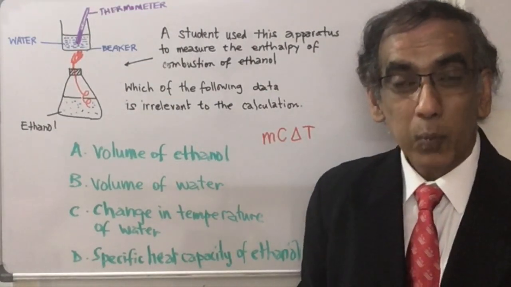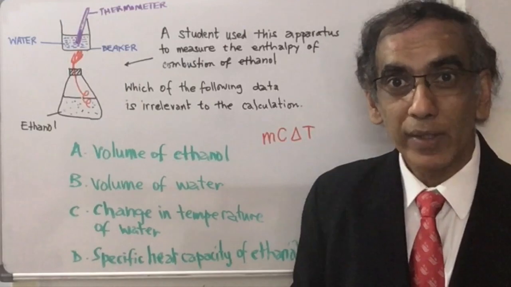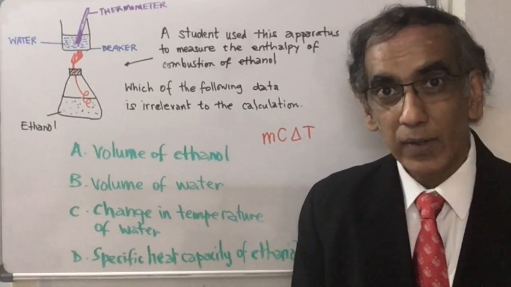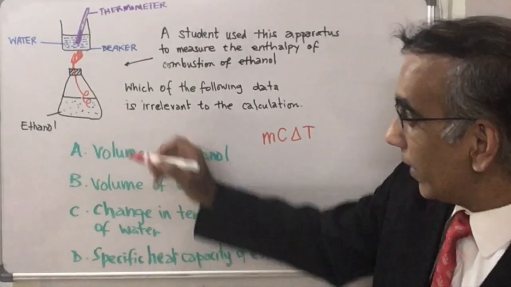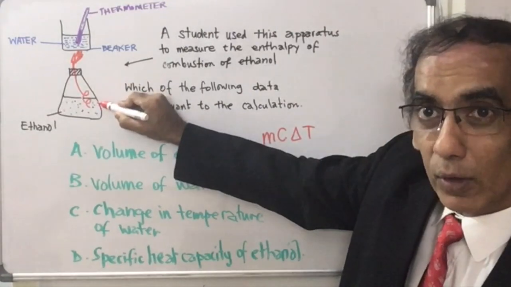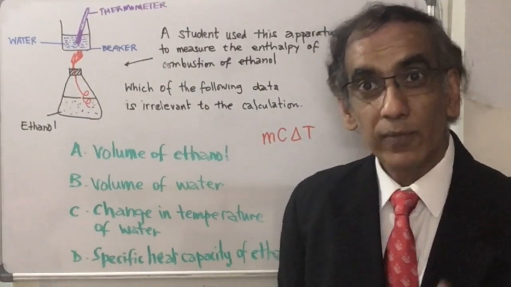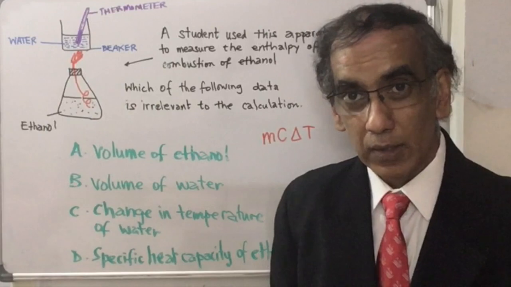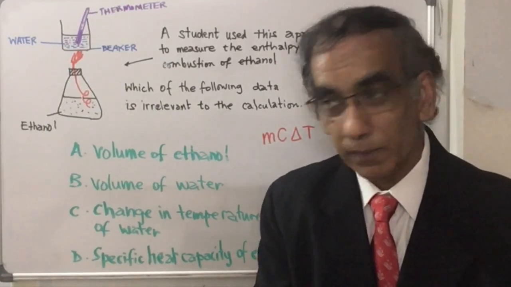But it won't be 1 mole or 2 moles or 0.5 of a mole. That would be something that you would have to calculate based on the amount of ethanol consumed. In other words, what volume of ethanol was consumed. So you need to know the volume of ethanol.